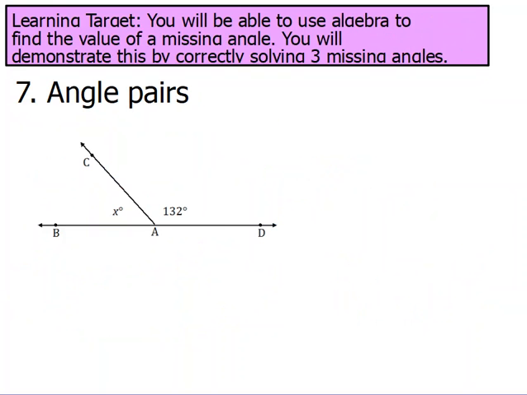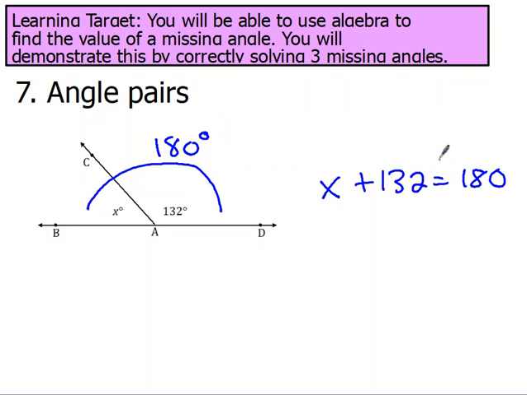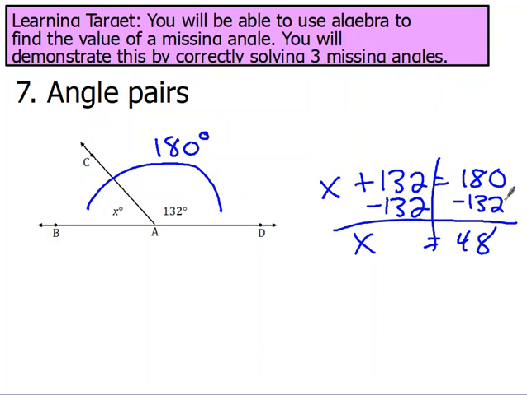Topic 7, angle pairs. Like I said, this unit is not about angle pairs, so this might be a good extra credit question. Wink, wink, nudge, nudge. One thing that we talked about was on a line. On a line is going to add up to 180 degrees. So I would have that this x and that 132 are making 180. So I could subtract and do 48 degrees.